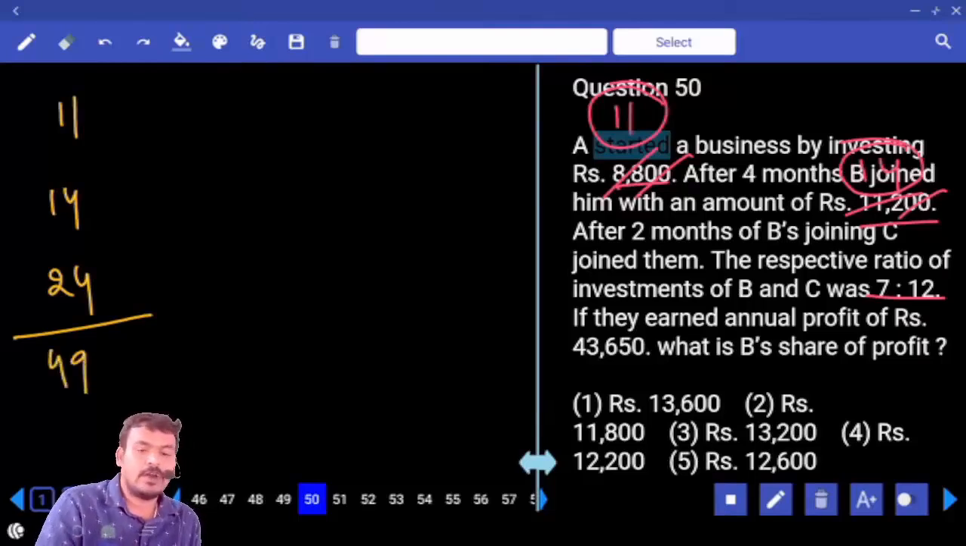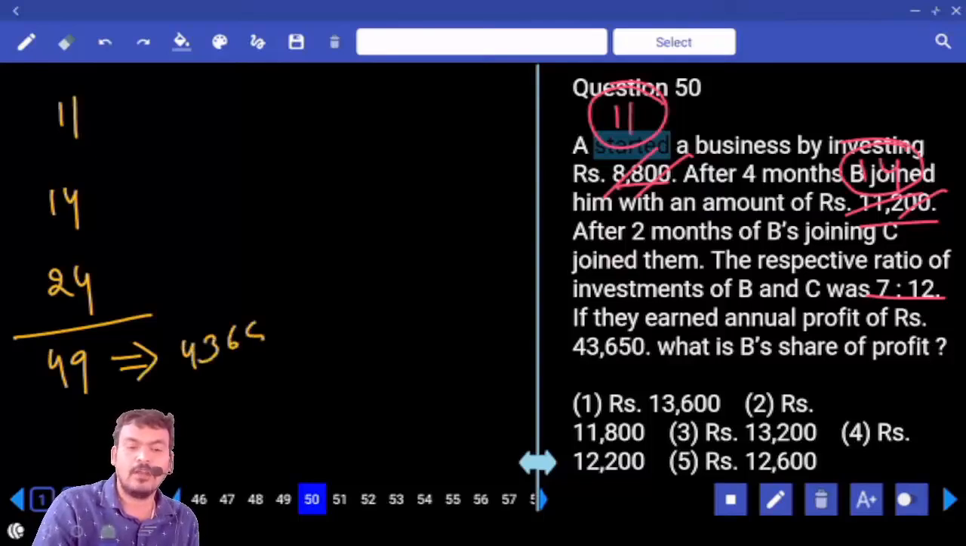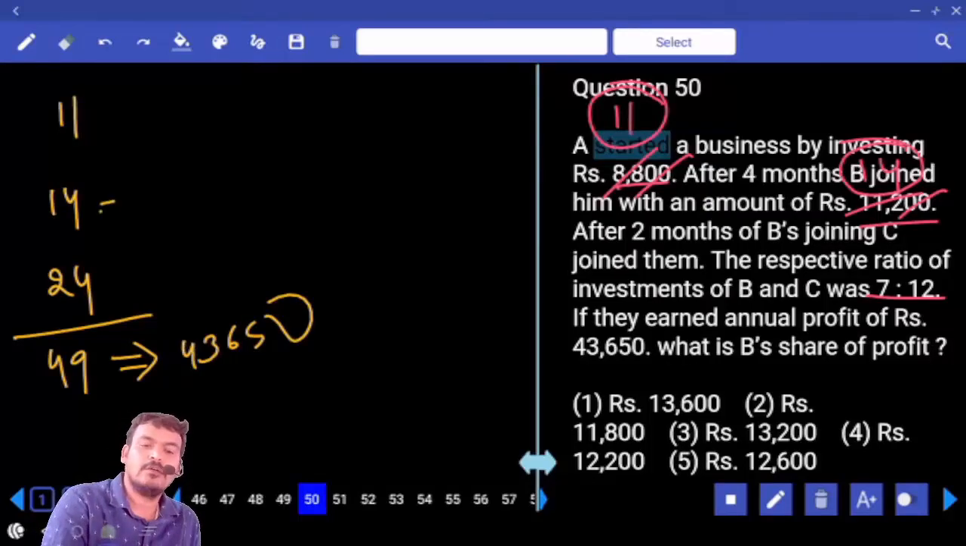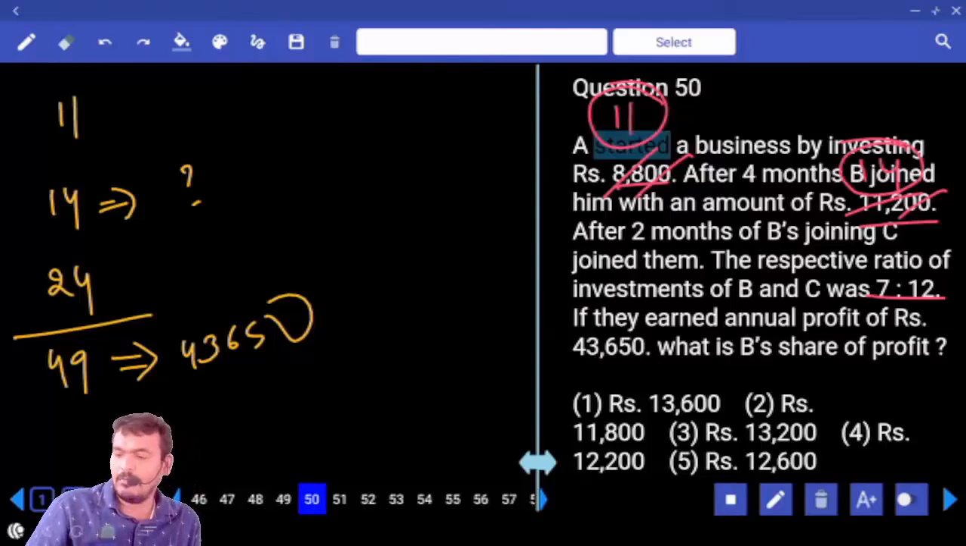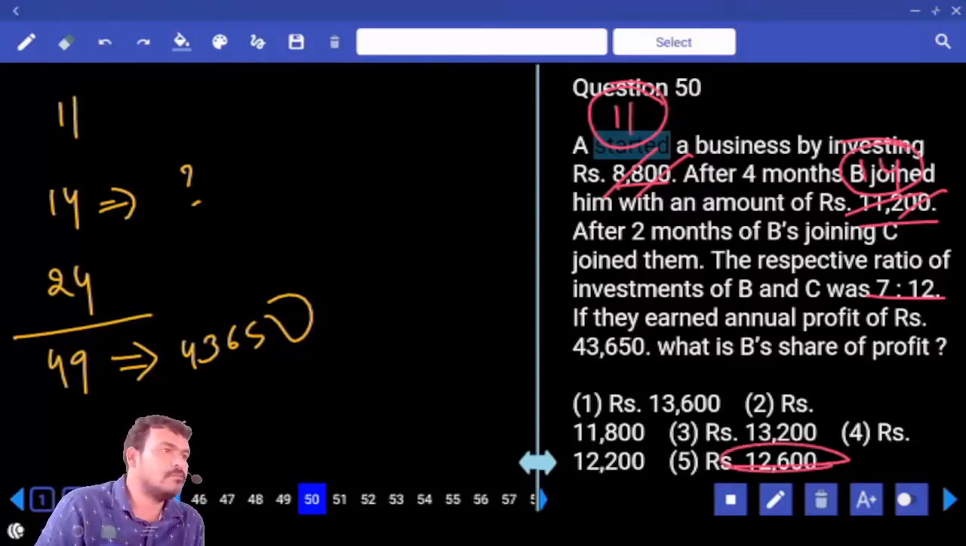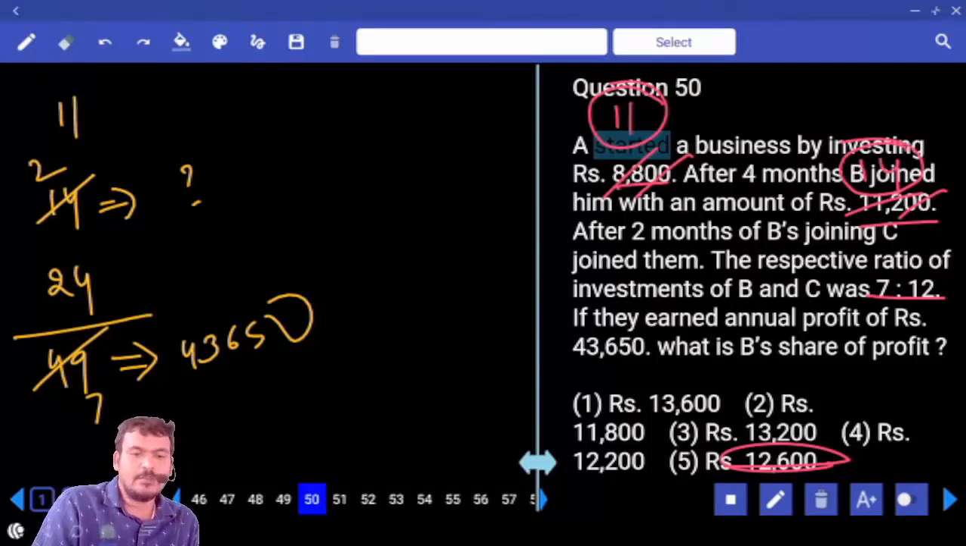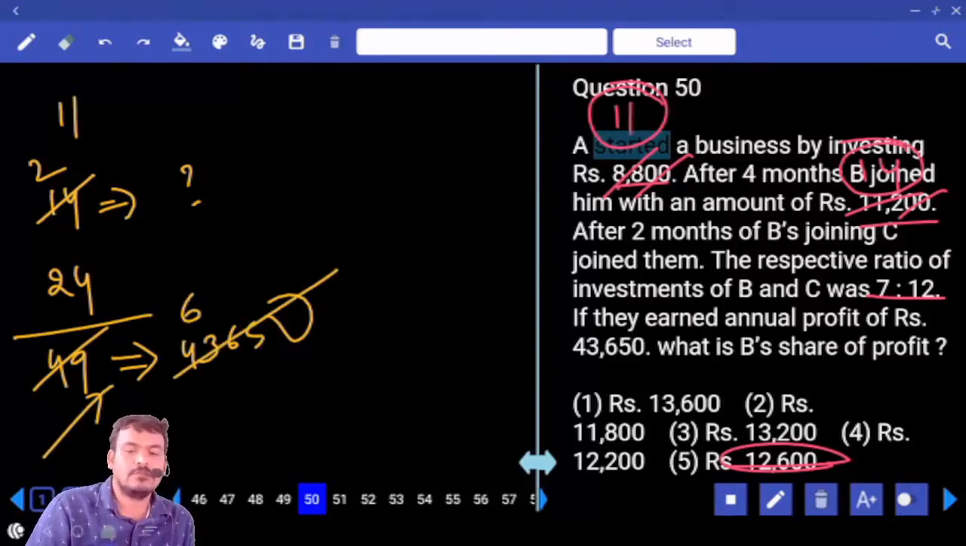49 parts or not? 49 parts are getting how much profit? 43,650 or not? We required how many parts? 14 parts or not? Then the answer must be a multiple of 14 or not? Okay. Again, how many options? Only one or not? 7 2 times. 7 how many times? 7 times or not? What is the 7 parts value? 43,650. We required how many parts? 2 parts. 7 how many times? 6 times. What is the remaining value?